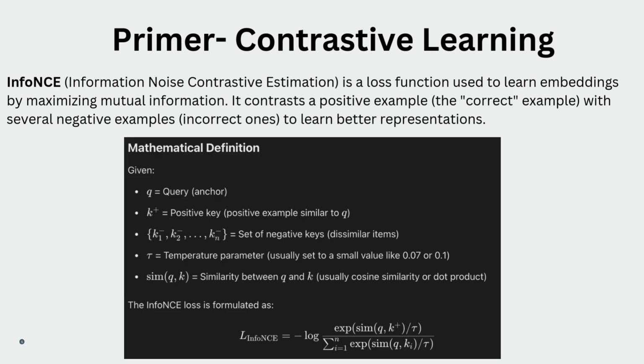So over here, we basically have a query, a positive key, and a set of negative keys. The idea here is that you want to penalize the model for having a high similarity for the query and the negative keys. And you would want the similarity between the query and the positive key to be as high as possible. This is a very popular loss function and it's used in the training for many embedding models like SimCLR and CLIP.